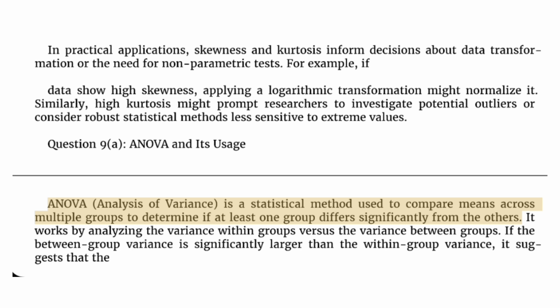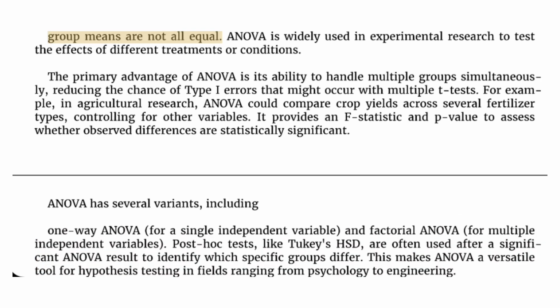ANOVA, analysis of variance, is a statistical method used to compare means across multiple groups to determine if at least one group differs significantly from the others. It works by analyzing the variance within groups versus the variance between groups. If the between-group variance is significantly larger than the within-group variance, it suggests that the group means are not all equal. ANOVA is widely used in experimental research to test the effects of different treatments or conditions.